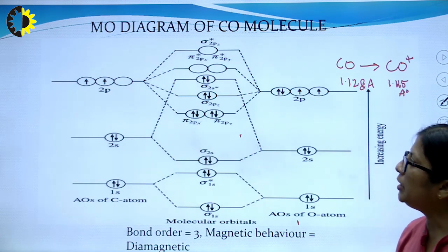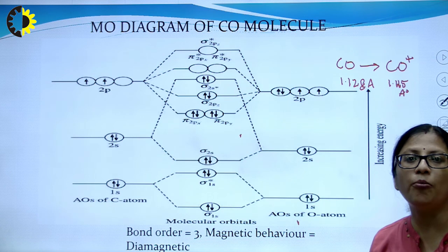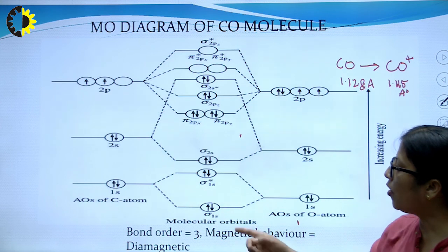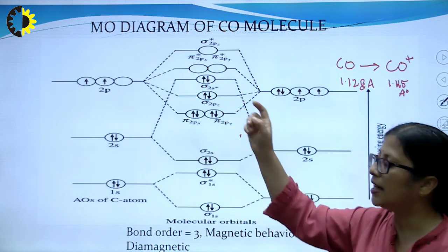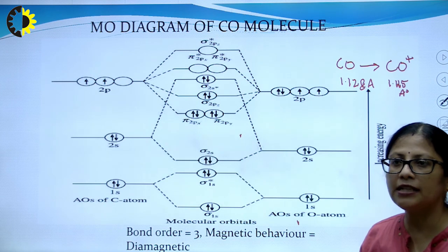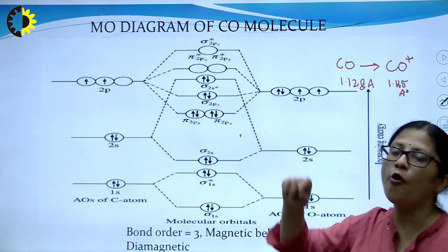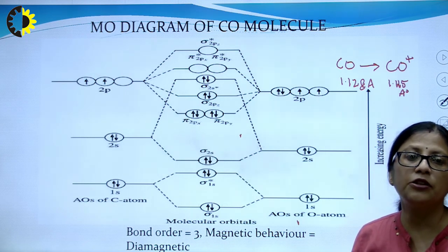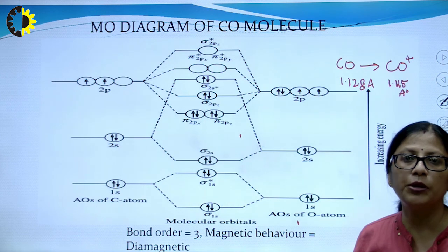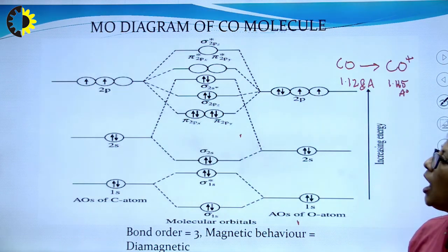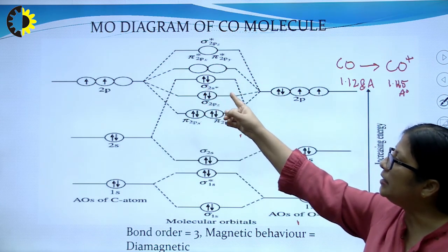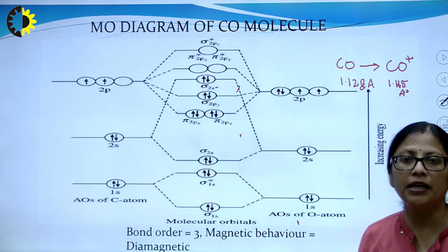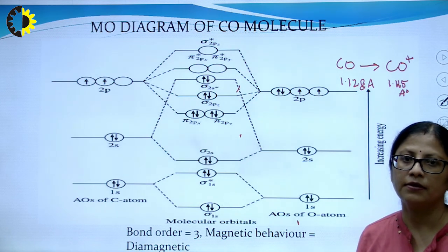Now, coming to the bond order calculation for the CO molecule. In this case, the bonding molecular orbitals have a total of 2, 4, 6, 8, 10 electrons, and antibonding has 2 plus 2, 4. So, 10 minus 4 divided by 2 comes out to be 3. So, the bond order of the CO molecule is 3, and since the outermost orbital contains electrons in the paired state, as a result the molecule is diamagnetic in nature. Thank you.